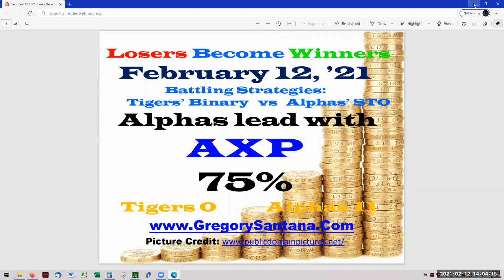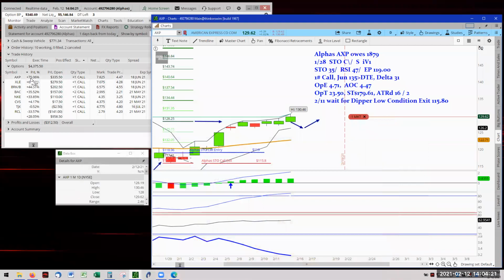Alpha's XL American Express is 75%. There it is, 75% for American Express. Now, we need to have some clarification here.